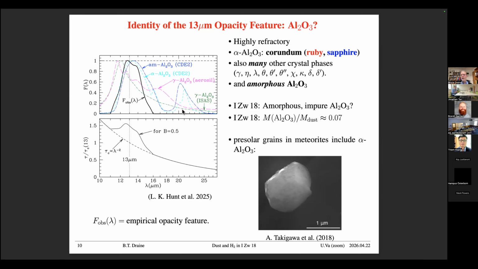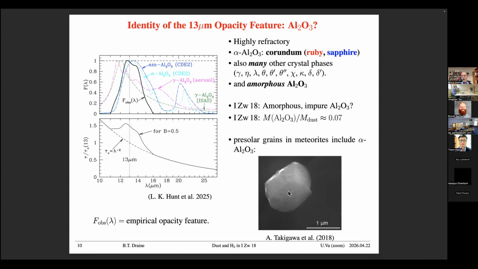So Al2O3, we don't really understand well enough to be sure exactly what it would look like, but it looks like a plausible candidate material. Nature does know how to make Al2O3. Obviously, on the Earth, we find rubies and sapphires, et cetera. But we also find in meteorites pre-solar grains.